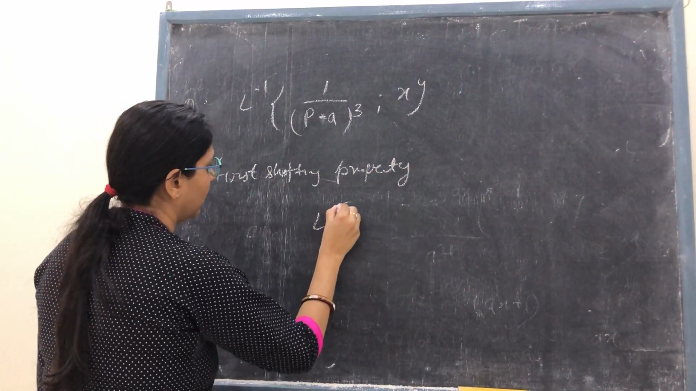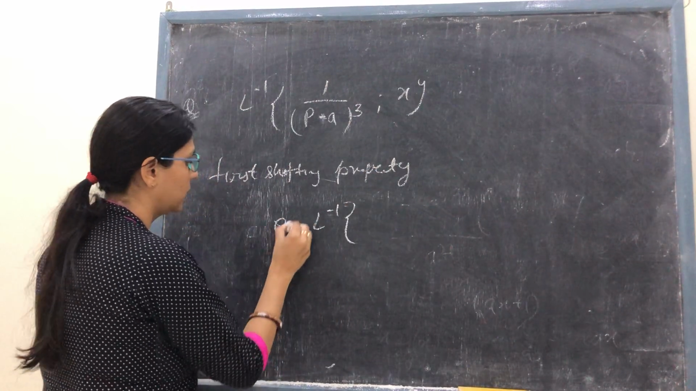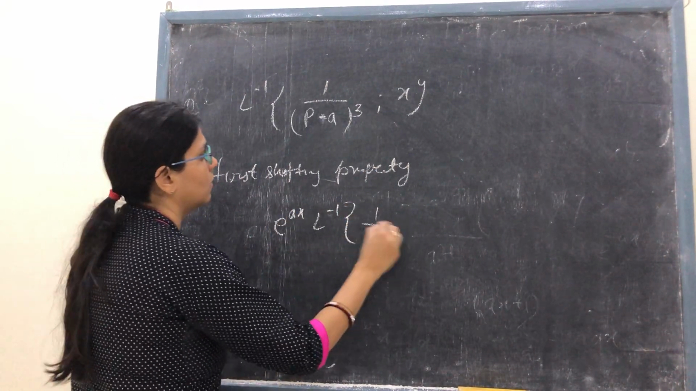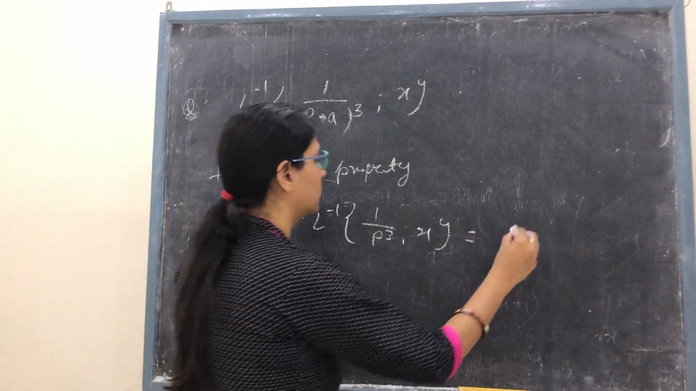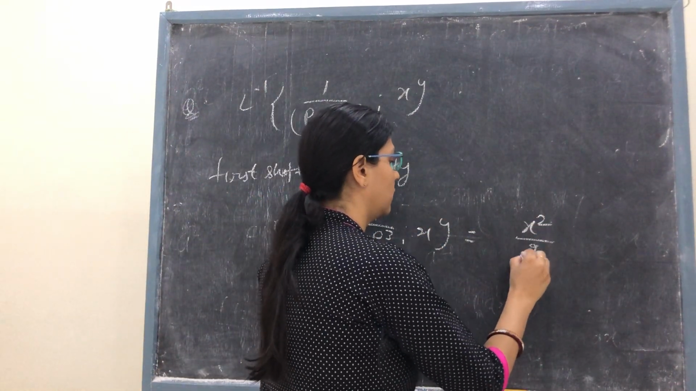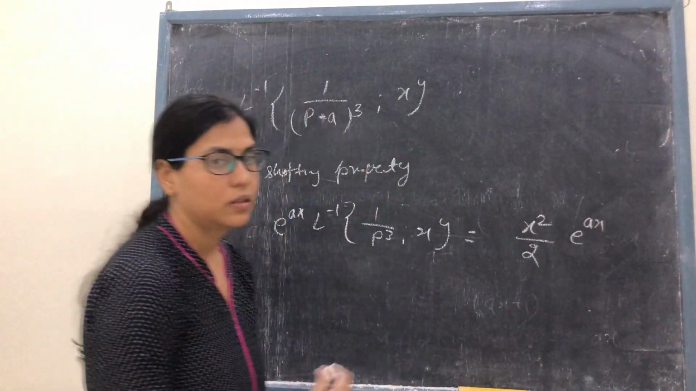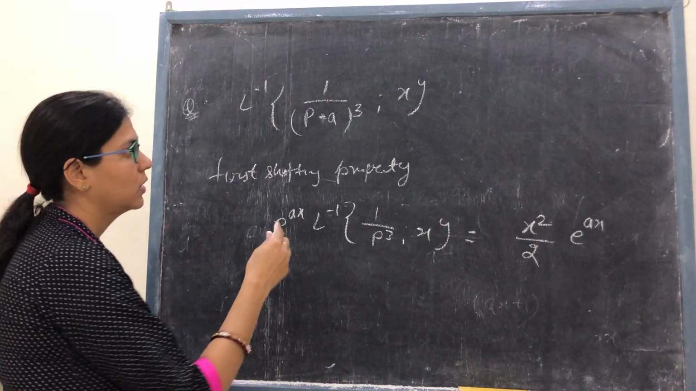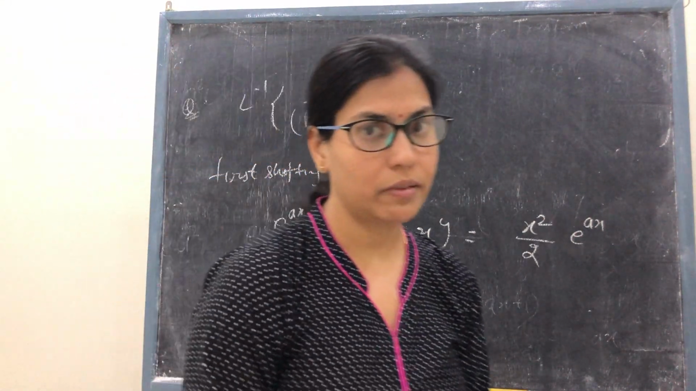We can write L inverse of 1 upon (p minus a) whole cube as e to the power ax times the inverse of 1 upon p cube, which equals e to the power ax times x square over 2. This is a very easy formula. Now secondly, you can solve it by the derivative method.